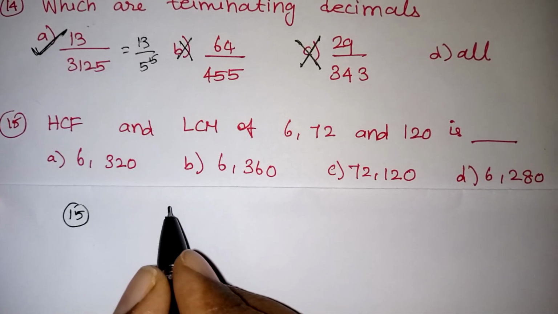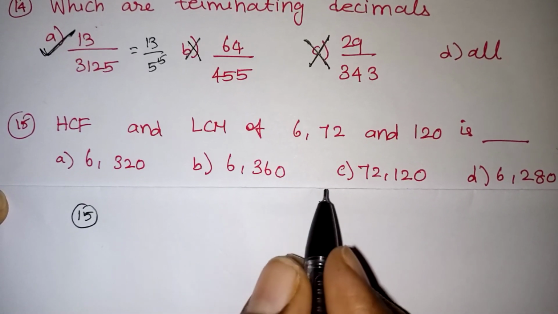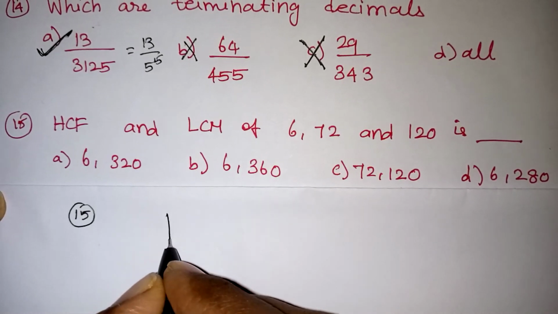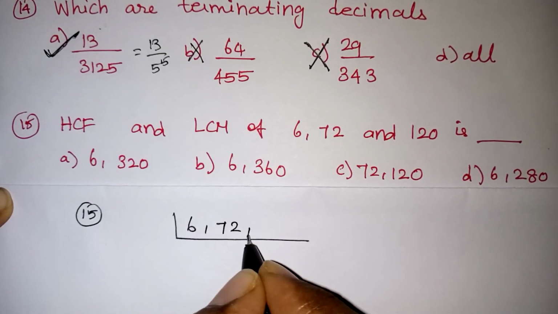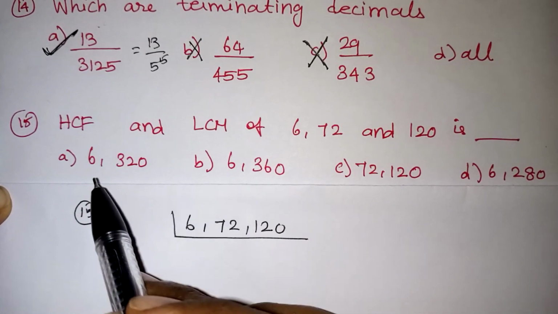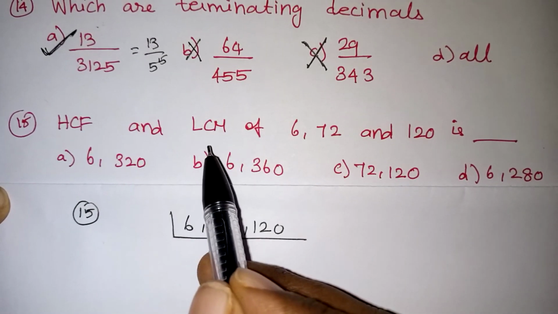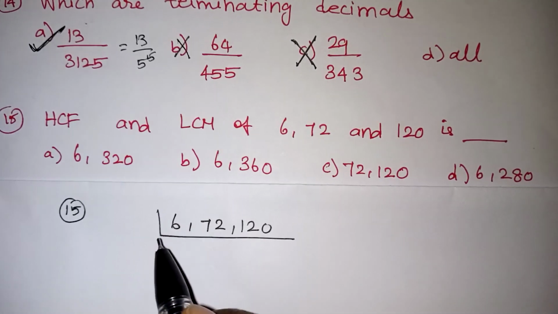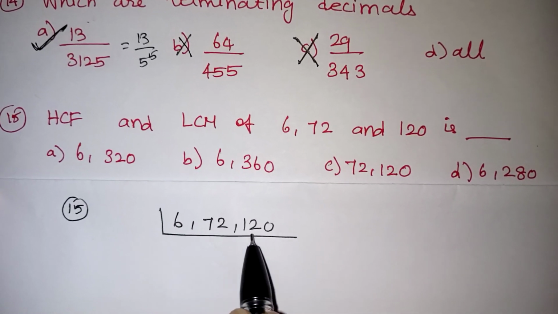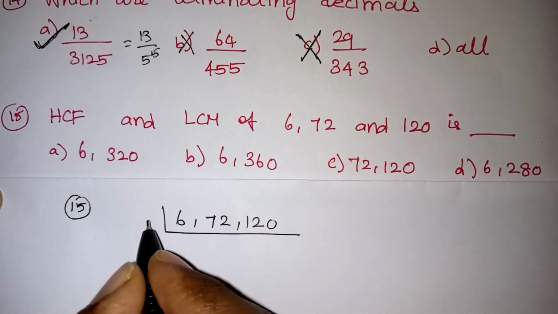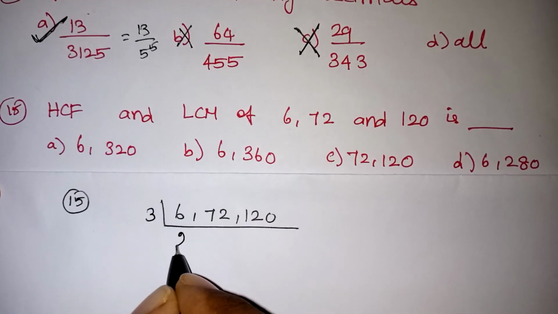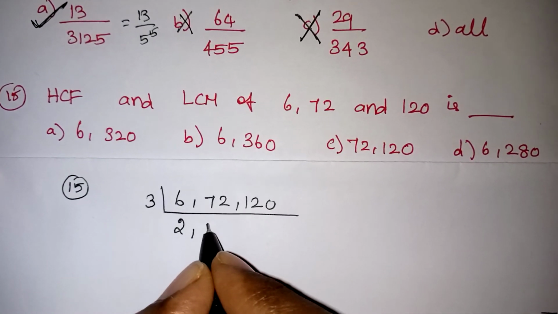Find the HCF and LCM of 6, 72, 120. You just take the L division like this. Both can be done in the same division itself. First we have to find the HCF, then only we go for the LCM. For the HCF, first we need to pick the common table for all 3 numbers. Do we have any common table? Yes, 3 is a common table. 3 2s are 6, here also 3 2s are 6.